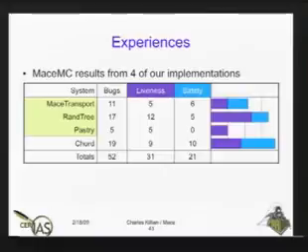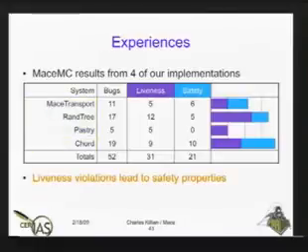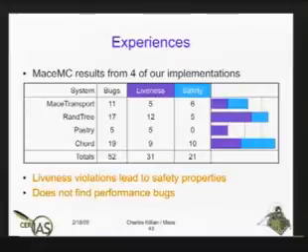These three, as I mentioned, were well tested beforehand, and this one I tested by hand. So as I said, liveness violations lead to safety properties, but what I did find by hand is that I found several bugs related to the performance of code, which I couldn't find using the Mace model checker. Because the Mace model checker only cares about whether or not eventually something happens.